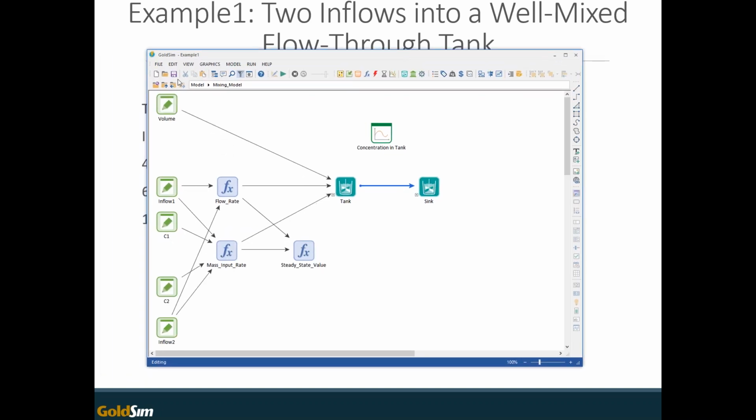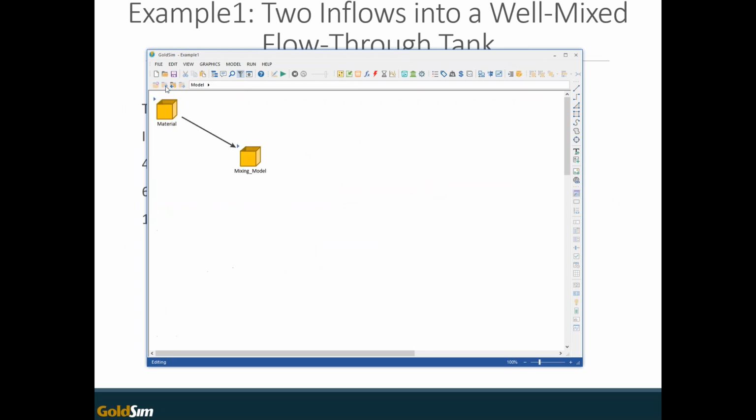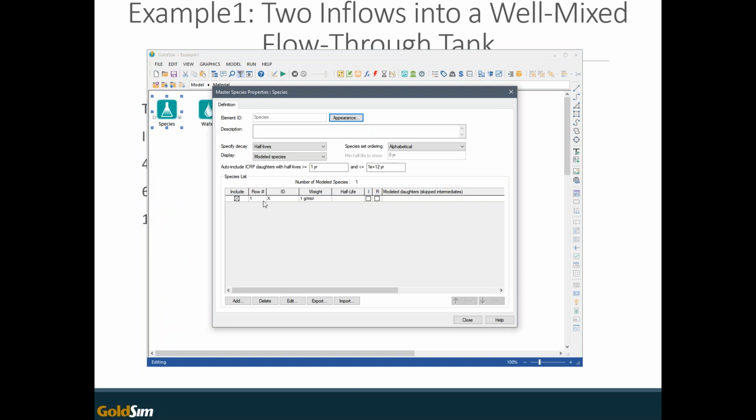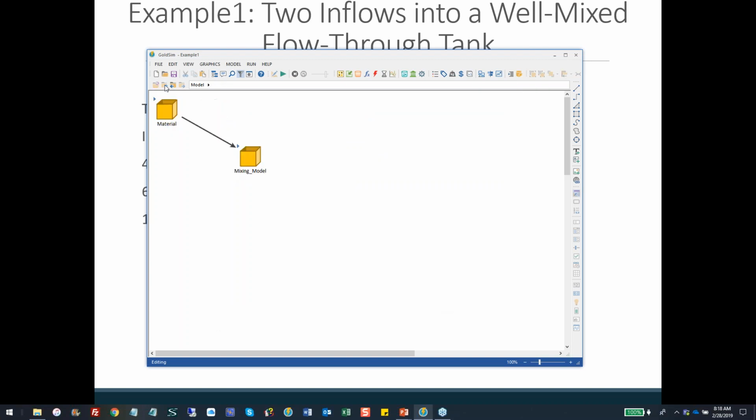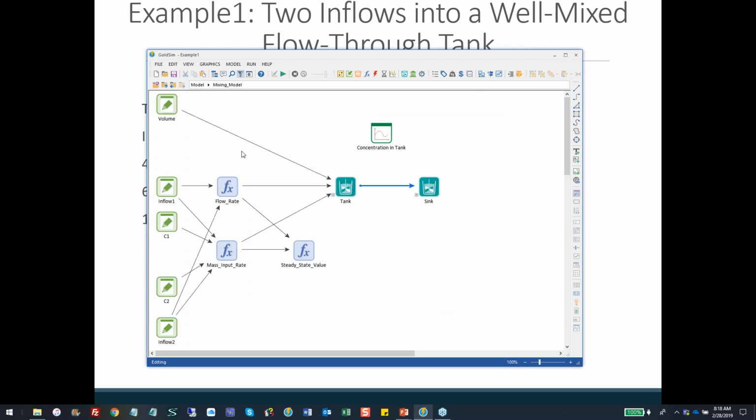Here's the GoldSim model. I'll just point out at the top of the GoldSim model, I have a species that I entered called X. That's all I've done. Now GoldSim says, okay, there's a species called X that we're going to be simulating. The actual model looks like this. These are just basic GoldSim elements. We'll talk about those in a minute. Here is the mixing cell that represents the tank. This is the mixing cell, part of the contaminant transport module, that represents the tank.